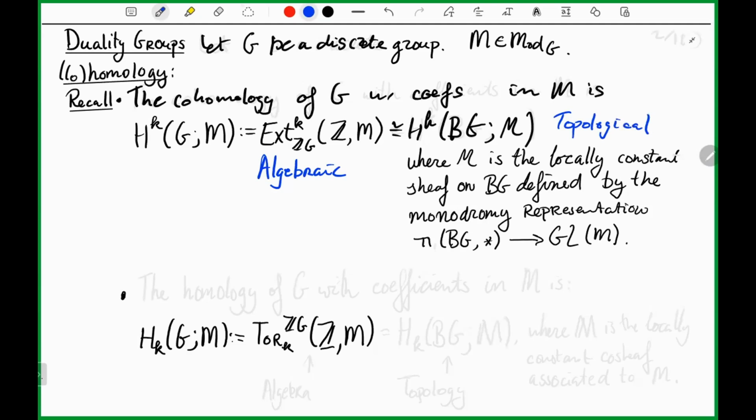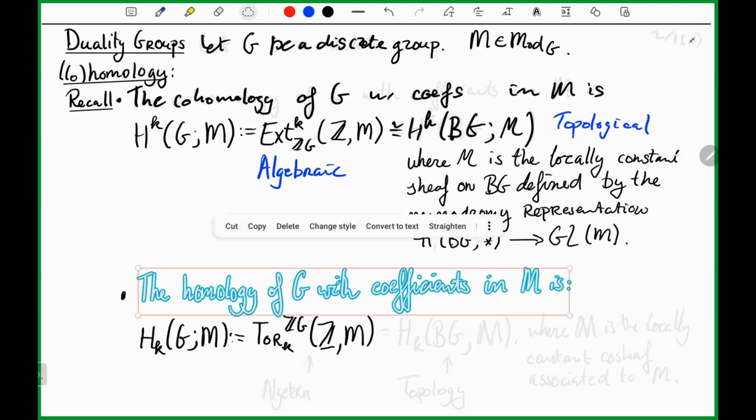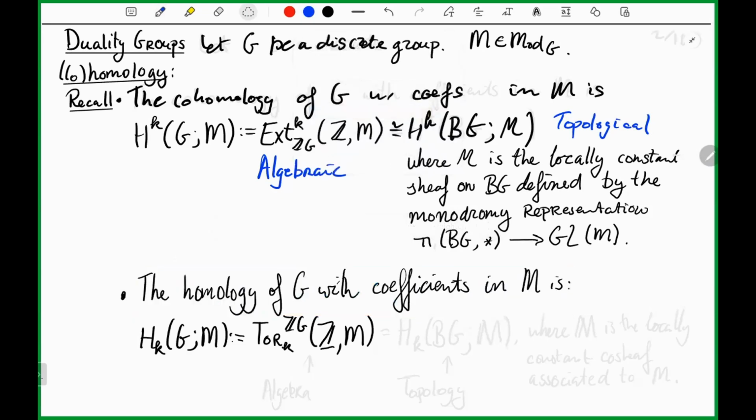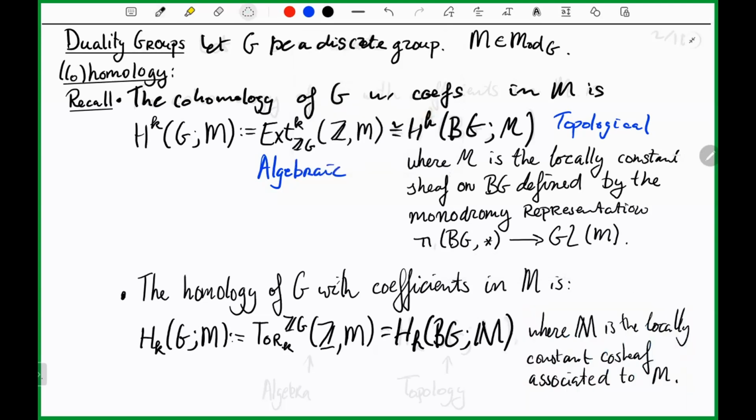Now, similarly, the homology of G with coefficients in M is defined to be a Tor group, the derived functor of tensor product over the group ring of Z and M. And again, you have this relationship between the homology of the groups with coefficients in this module and the homology of the classifying space, where now instead of taking a sheaf, we take a co-sheaf.